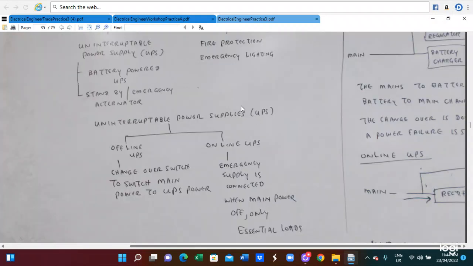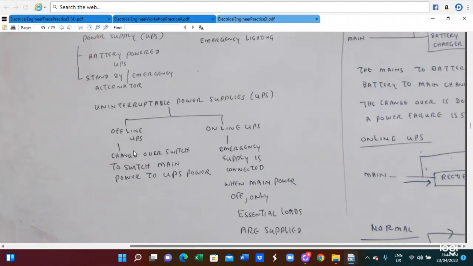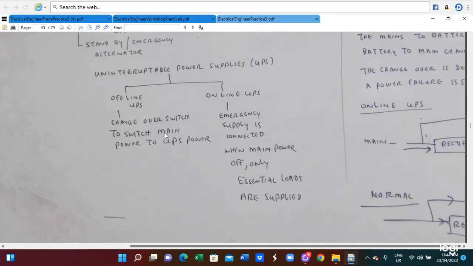So interactive power supply UPS, there are two kinds of UPS, offline UPS and online UPS. Online UPS includes the changeover switch. So it switches from the main power to UPS power, and the UPS is the emergency supply. The emergency supply is connected when the main power is off only. So this is connected to the emergency load supply. So this is the connection of the UPS system.